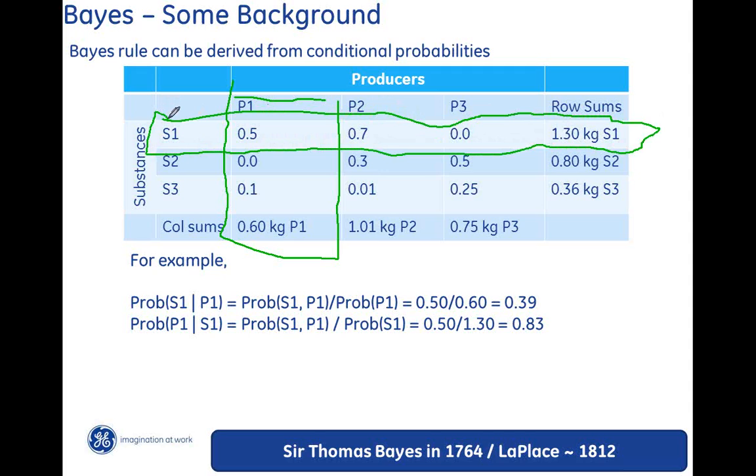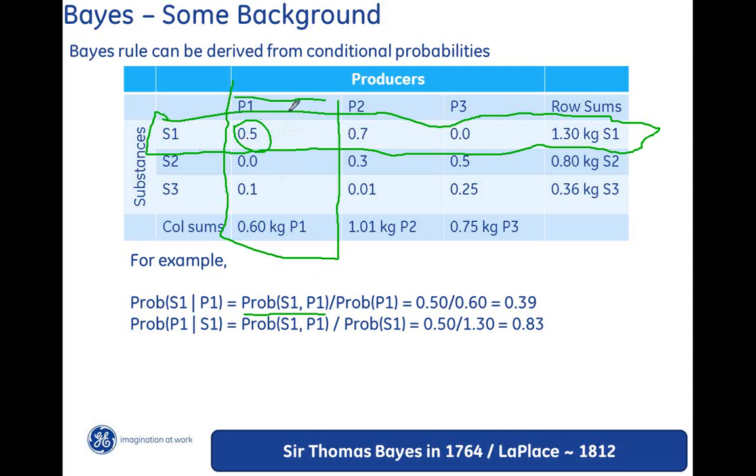Okay, so conditional probability says, I want the probability of substance S1 conditioned on the fact that I'm only concerned about P1 in this case. So how do we understand that? Well, you can calculate it by saying what's the probability of substance 1 and producer 1 together. That's this. This is called the joint or the conjoint probability, right? But that's just this specific case.